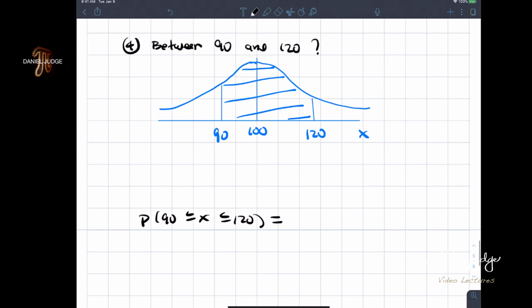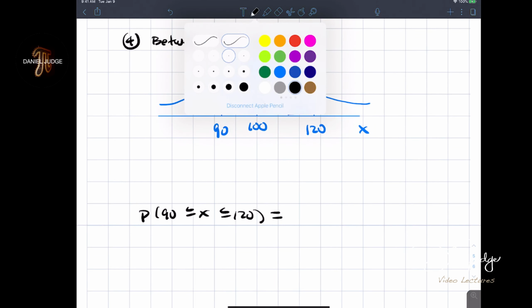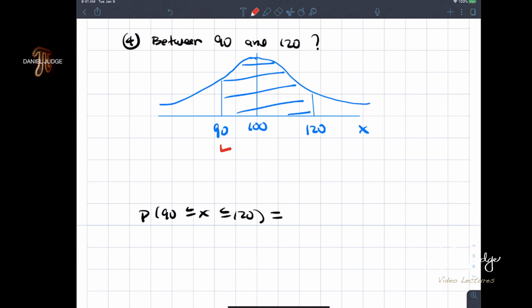All right, now remember, we need a lower limit value and an upper. So lower and upper. There is no infinity in these questions, ladies and gentlemen. X is between these two values, 90 and 120. So that's the lower and the upper value.